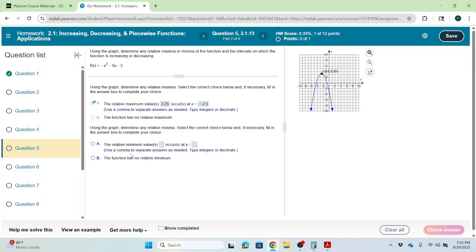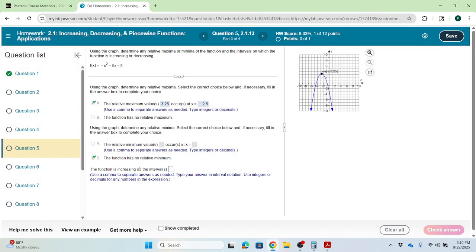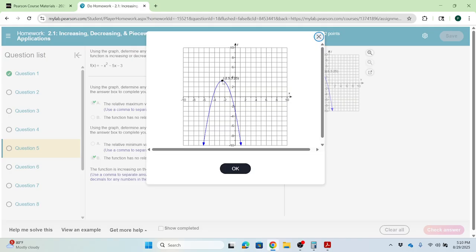Okay, and if you look at the minimum value, there is no minimum value because the graph keeps going down, and there is no relative minimum value in this graph. The function is increasing, as you can see if you look at the graph. To the left side of this maximum value, the function is increasing, and to the right side, the function is decreasing. So from negative infinity up to negative 2.5, the function is increasing.